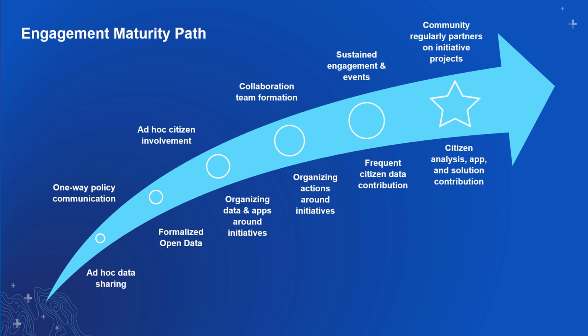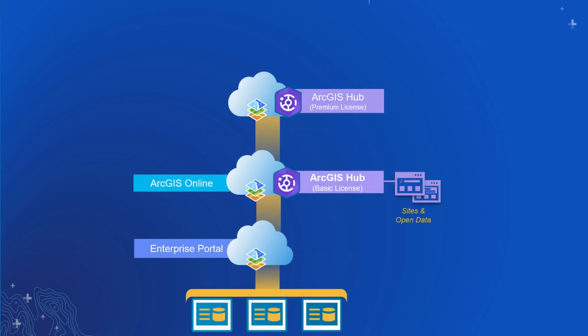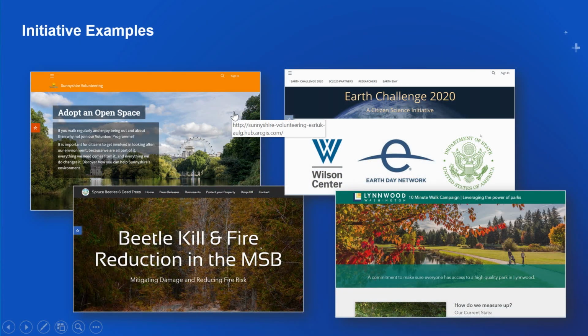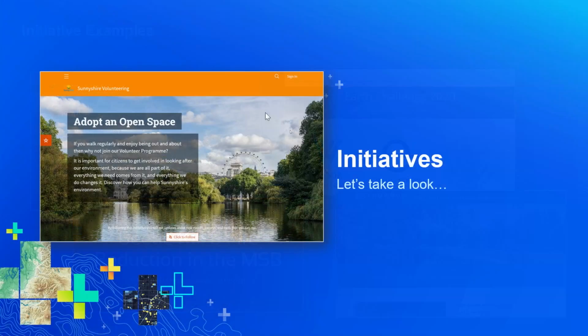And that's where a lot of the other capabilities we talked about in Hub come into play. So this idea of initiatives and community engagement really is showcased in the premium offering, which includes an initiative framework, community identities, the events system, the ability to create multiple teams, to provide feedback, and to have followers like we saw on the DC site. And there are several examples of this. We're seeing more and more people create these experiences. And I just wanted to show you what the nature of those are in terms of a website.